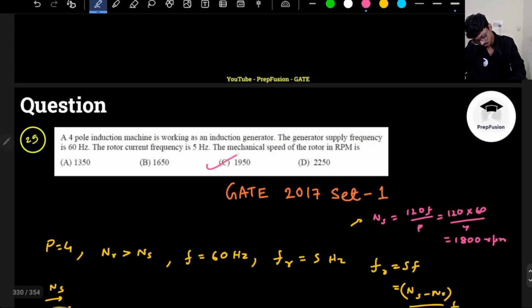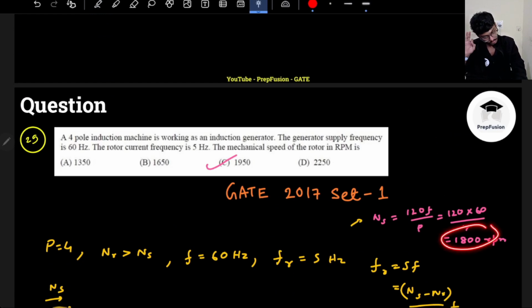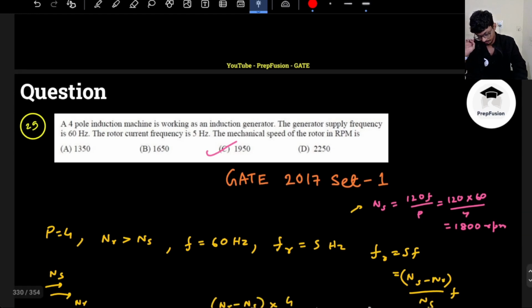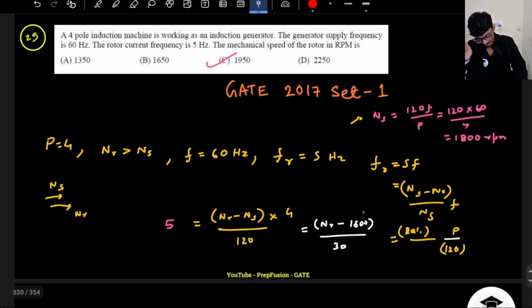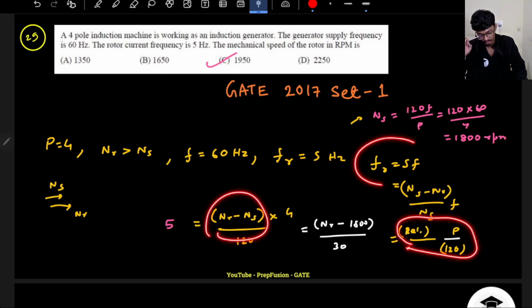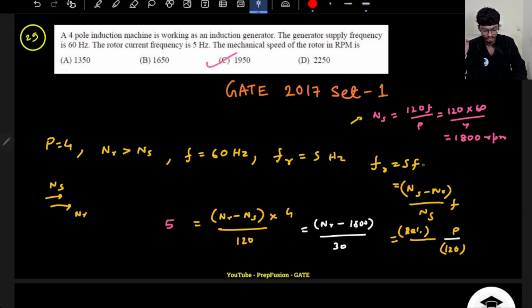Many students will get confused in this, how it is 1950. First of all, it should be greater than ns, that is clear, because only then regenerative braking will happen, otherwise it will not. That is point 1. Point 2 is how you find ns. You can find ns from the previous formula, and in the new case always go with the fundamentals. If you ever forget this, remember the rotor frequency in normal motoring mode, then from there derive the general expression. The general expression is: relative speed into the number of poles divided by 120.